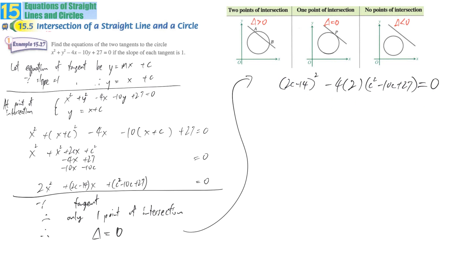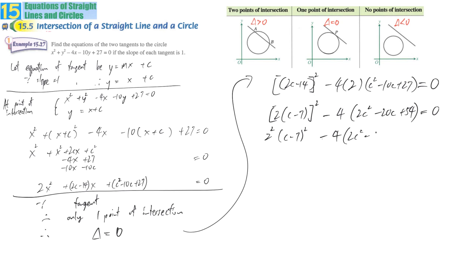You may expand everything, or I would like to simplify it. I would like to extract 2 here, so inside the middle bracket we extract 2. It will become 2 squared, (c minus 7) squared. After that, on the right-hand side, we have 4 times (2c squared minus 20c plus 54) equal to 0. I keep the 4 here because I predicted that there will be 4. That's why I can divide both sides by 4 to keep the numbers smaller, easier to handle.